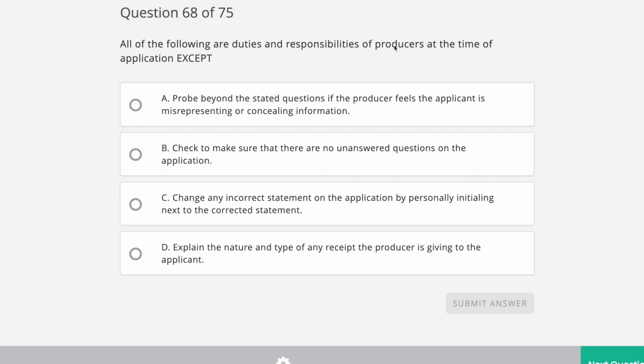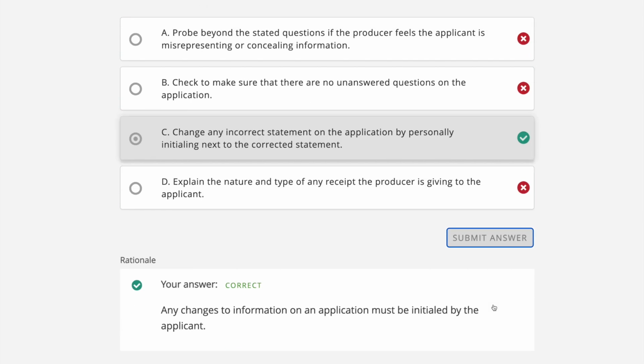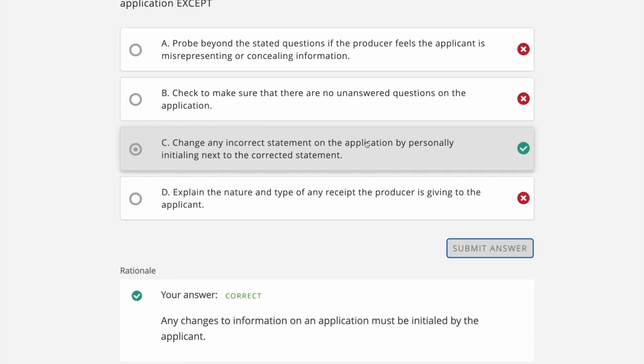All of the following are duties and responsibilities of producers at the time of application except: that's agents. To probe beyond the stated questions, if applicable, misrepresenting, concealing information. Check to make sure that there are no unanswered questions on the application. Change any incorrect statements on the application by initialing next to them. I don't think you could do that. Explain the nature of the receipt the producer is giving the applicant. I'm gonna go with that one, guys. Bam, there it is. Use common sense, right? You can't change the answers and then sign it directly. You can't do that.